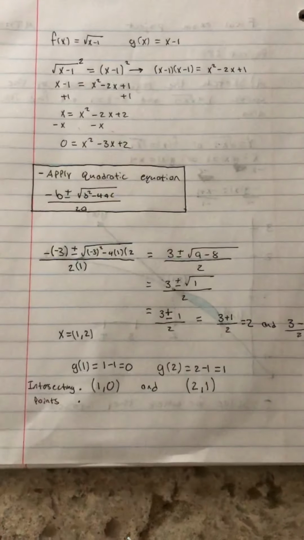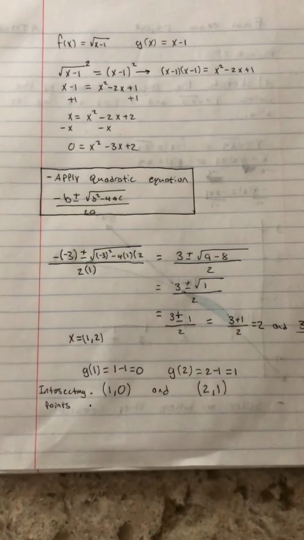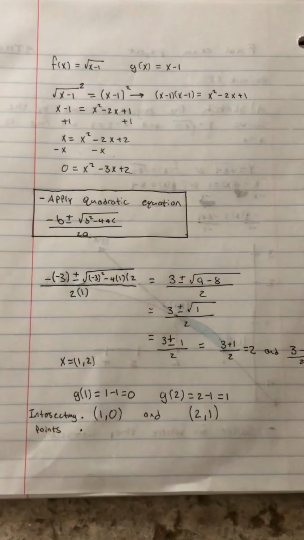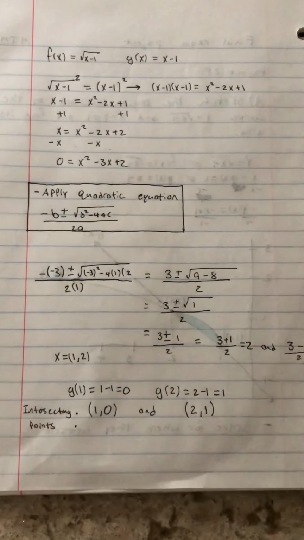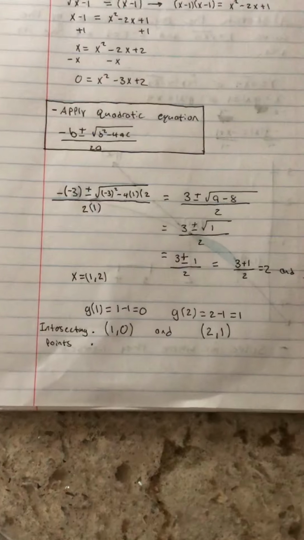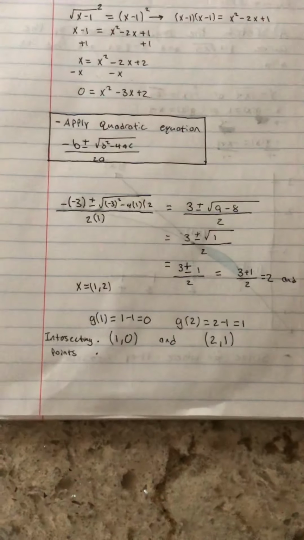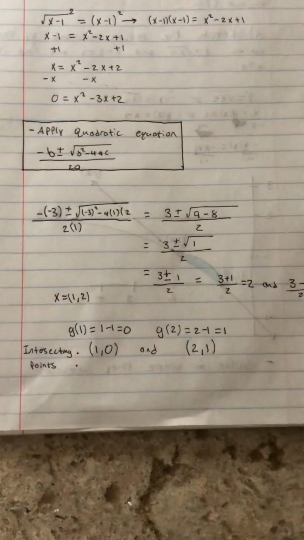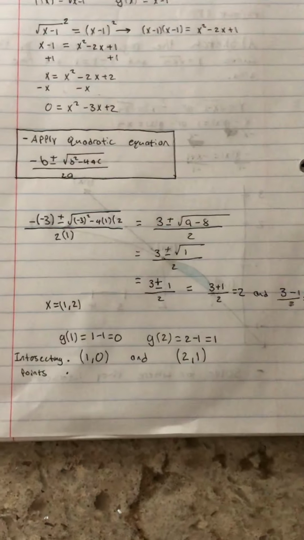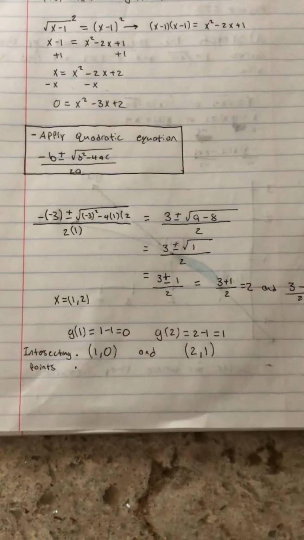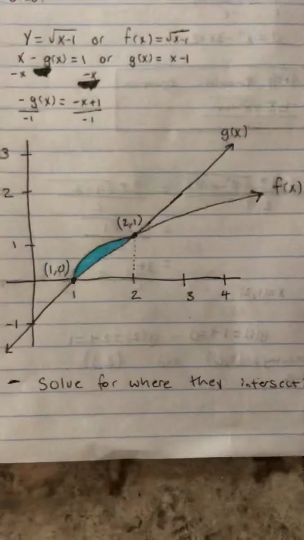And then to find the y values, you just pick either of the functions and plug in the x values. I picked g of x's function because it's easier, it's just x minus 1. So I did g of 1 equals 1 minus 1, which is 0. So for the first intersection point, it's 1 comma 0. And then I did g of 2, which equals 2 minus 1, which is just 1. So the other intersection point is 2 comma 1, which you can see that I drew on the graph.